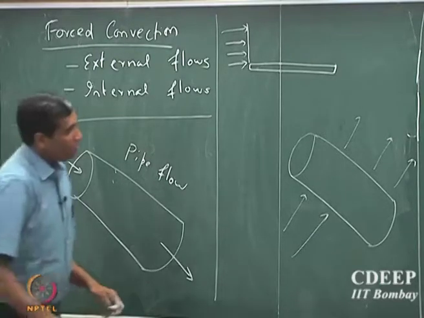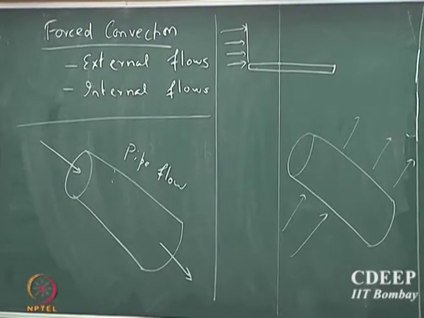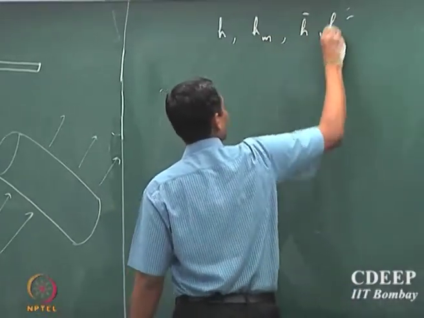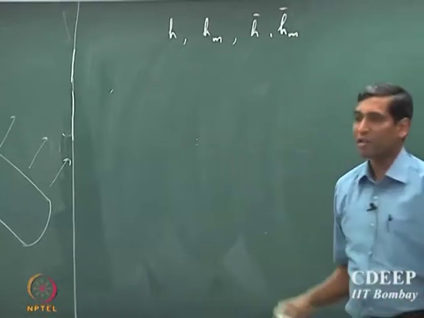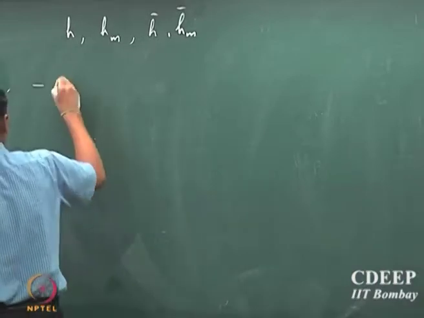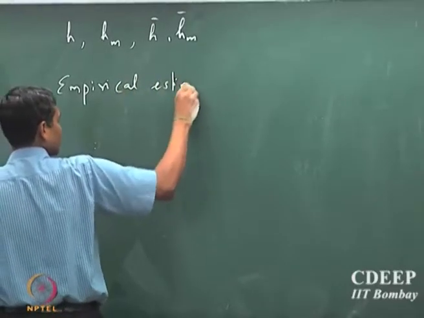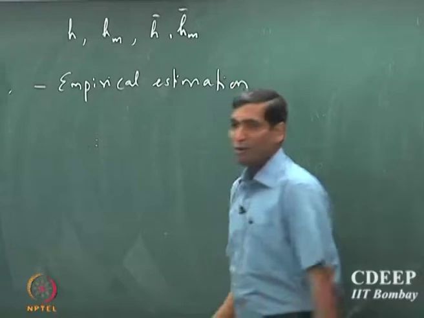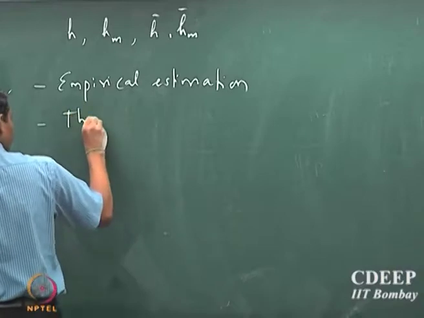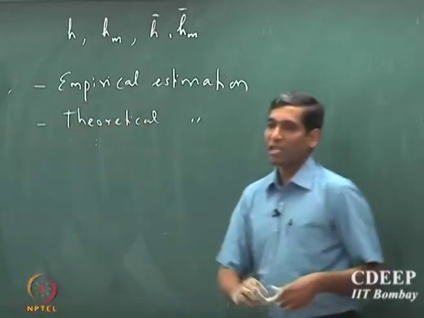Now before we go into the details of this, there are two methods. Note that the objective is to find the heat transport coefficient and mass transport coefficient, local and average. That's the objective for all of these problems. So before we go into that, we are going to look at two possibilities. One is the empirical estimation, and the other is the theoretical estimation. We are going to look at both these possibilities.